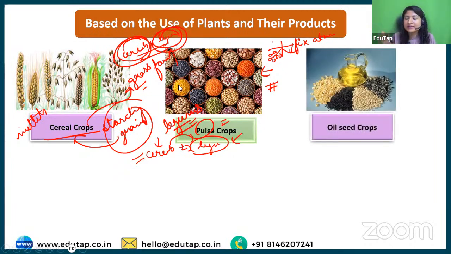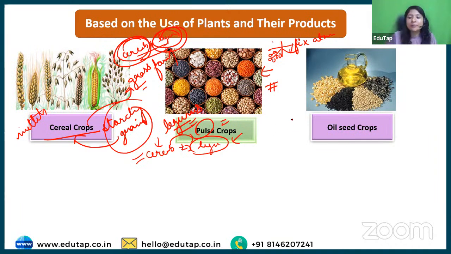Again, we are looking at the agronomy classification of plants based on the produce, the products that they make. Next is the oil seeds crop. We have already told you, right? Oil seeds crops are what? These are the ones from which seed oils are being extracted.